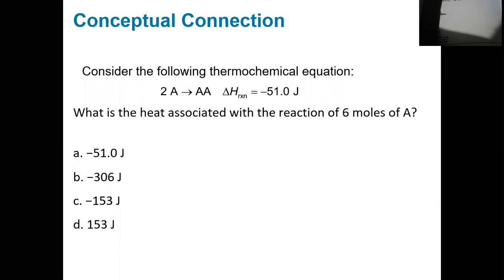So real quick, let's look at this example. You have this reaction here. 2A yields A2. Delta H is negative 51 joules. What's the heat associated with the reaction of 6 moles of A? Okay, well, 6 moles of A is 3 times more than 2 moles of it. That means that the delta H should be 3 times more than negative 51 joules. And it is.